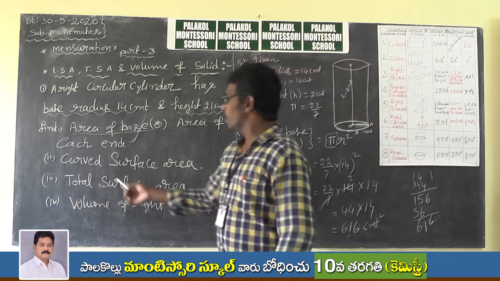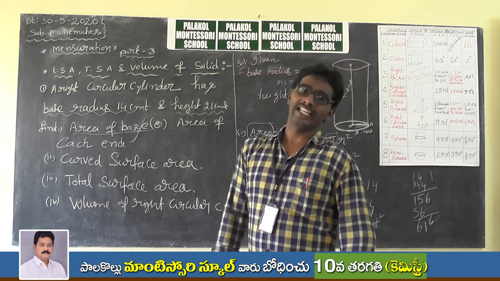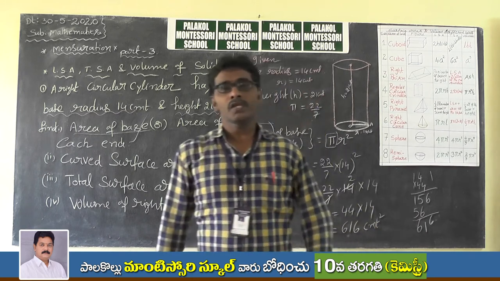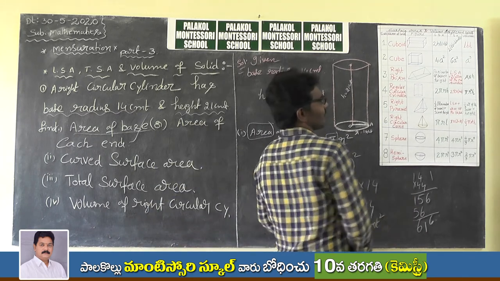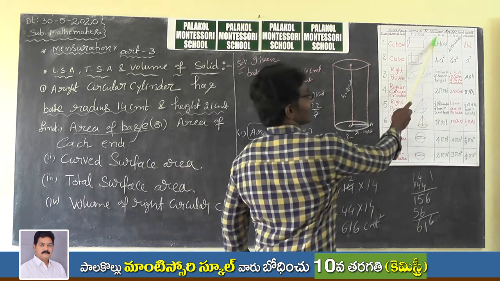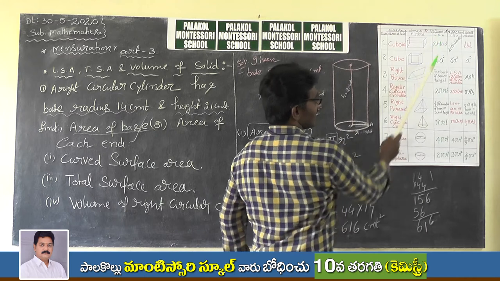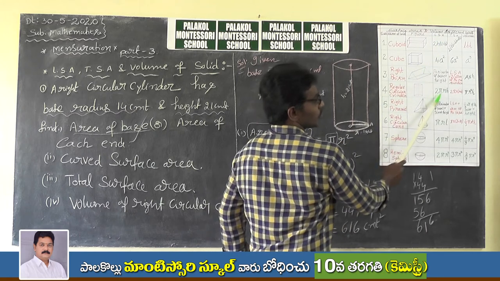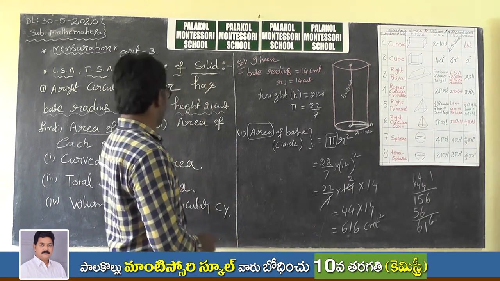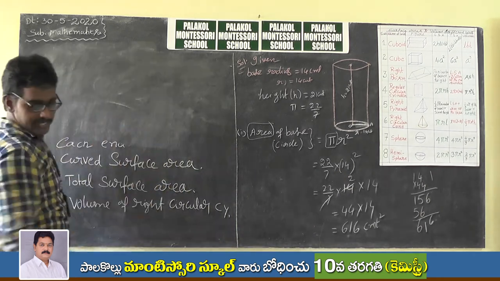Next one, what do you want? Curved surface area. What is the short notation? CSA. So what is the formula of curved surface area of a cylinder? Curved surface area, another name, lateral surface area. The formula is 2 pi r h. Okay, guys.